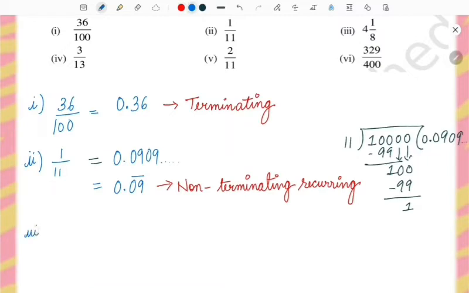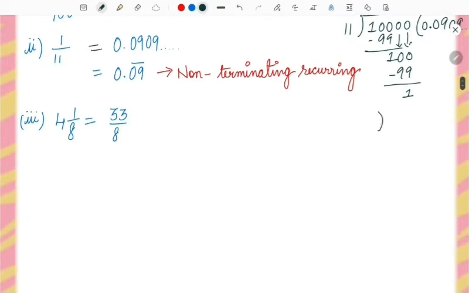Next, third part. 4 1 by 8. Now after solving this, what do I get? 33 by 8, right? Let's solve this. 33 divided by 8. 8 4s is 32. Right? You get 1 as the remainder.